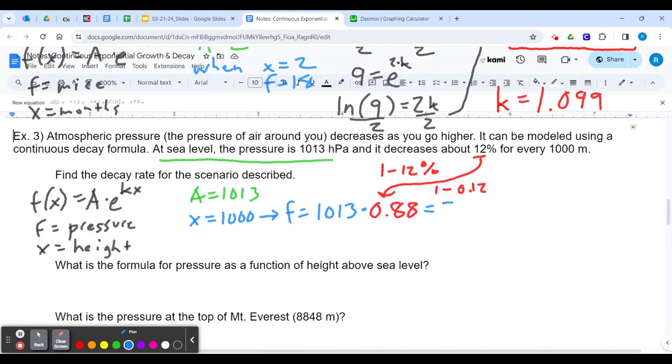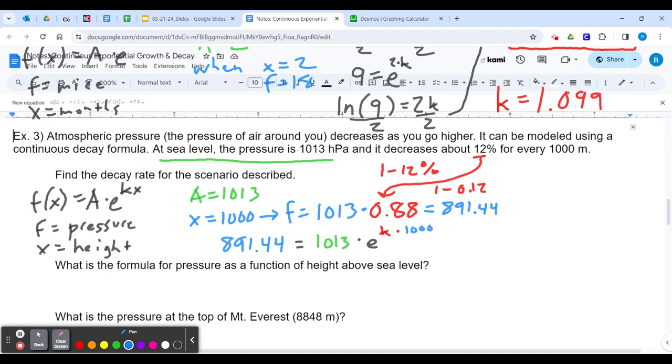So that is 891.44. Now let's set up my formula. I know that I have that 891.44. That is equal to my A value of 1013 times that base of E. We are solving for K, so I'm just going to leave that in red right now. And we know that that X value for that 891.44 is 1,000. Now I have a formula.